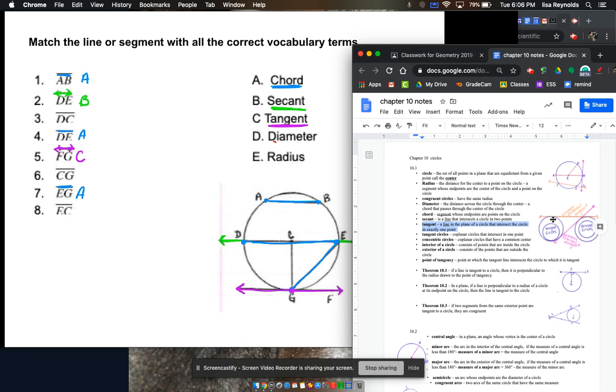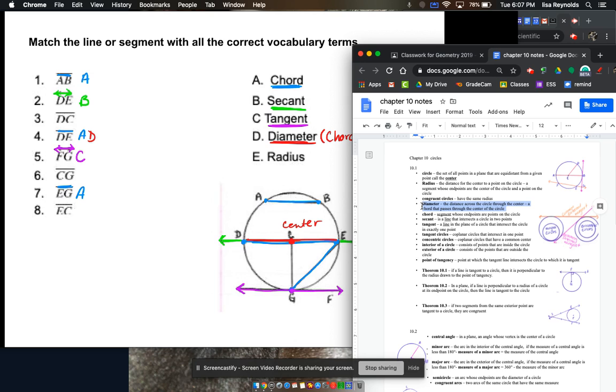Our next one is the diameter. The diameter is the distance across the circle through the center, and it is a chord that passes through the center. So when we look at our chords and we find the center, our chord that we labeled earlier that also goes through the center happens to be number 4, the segment DE. So DE is a chord, and it is also the diameter.